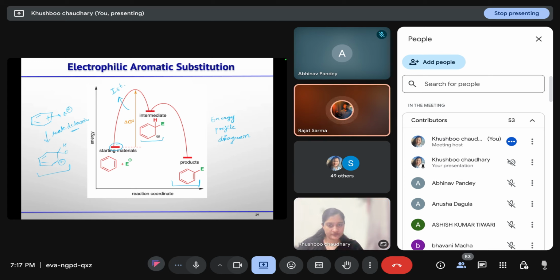Okay, ma'am. After the loss of one hydrogen, then the product will be formed. Yeah. The aromaticity will be regained. So that's why the energy becomes low. Okay, ma'am. So now let us discuss about questions.